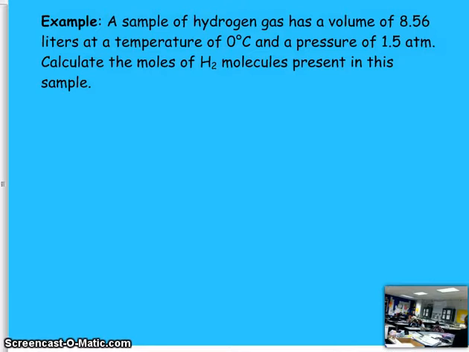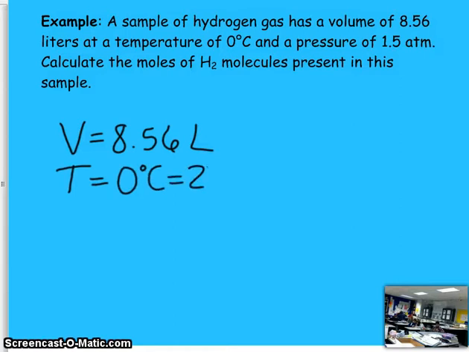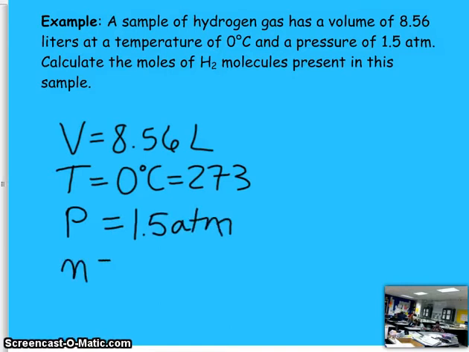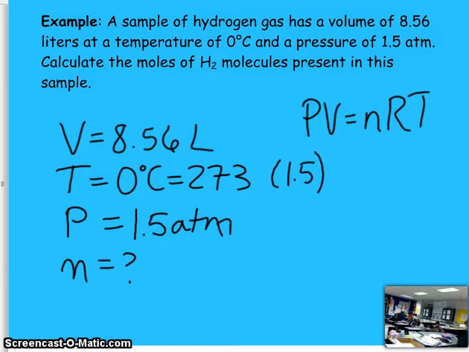So let's walk through one example and then we'll do the rest of these in class tomorrow. A sample of hydrogen gas has a volume of 8.56 liters at a temperature of 0 degrees Celsius, which is 273 Kelvin, and a pressure of 1.5 atmospheres. Calculate the moles. So simply we're going to use PV = nRT. You're going to make sure everything's in your proper units. If not, you would convert them first. So that's atmospheres. Your volume is 8.56 liters. They want to know moles.